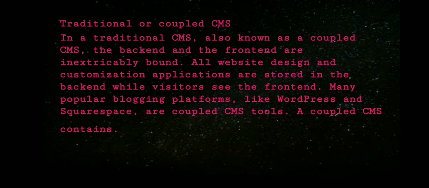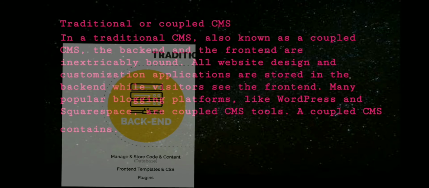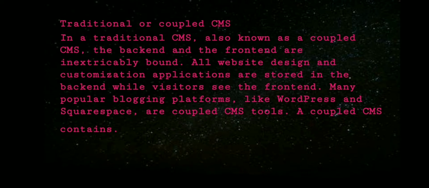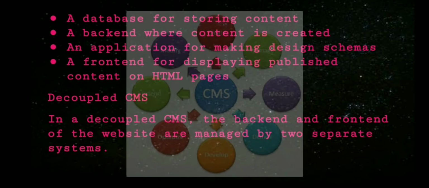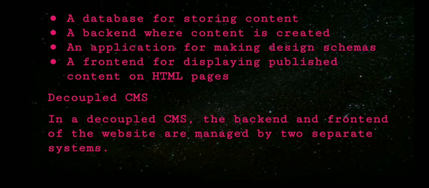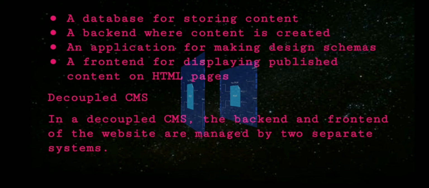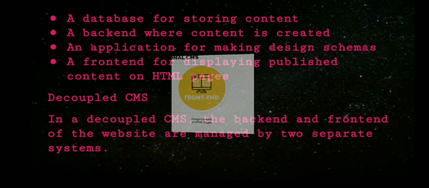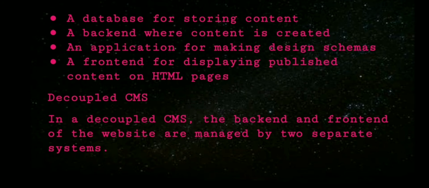In a traditional CMS, also known as a coupled CMS, the backend and the frontend are inextricably bound. All website design and customization applications are stored in the backend while visitors see the frontend. Many popular blogging platforms like WordPress and Squarespace are coupled CMS tools. A coupled CMS contains a database for storing content, a backend where content is created, an application for making design schemas, and a front-end for displaying published content as HTML pages.